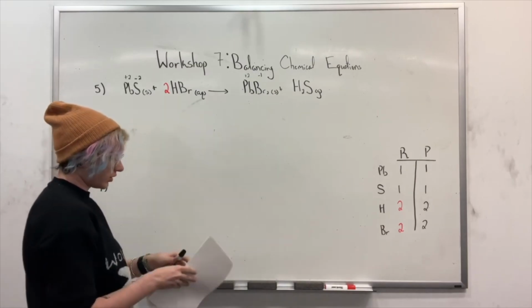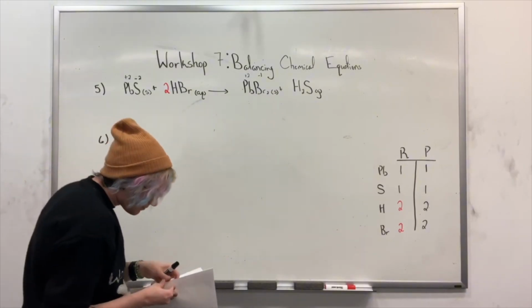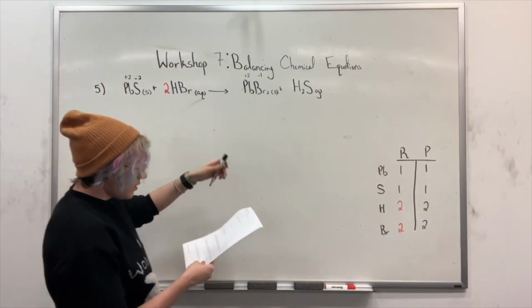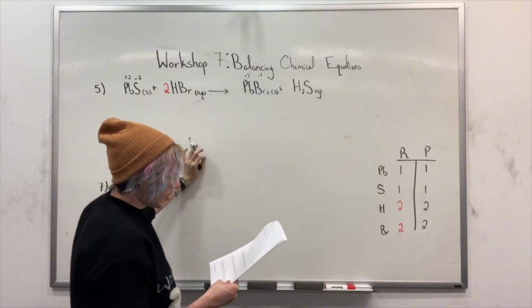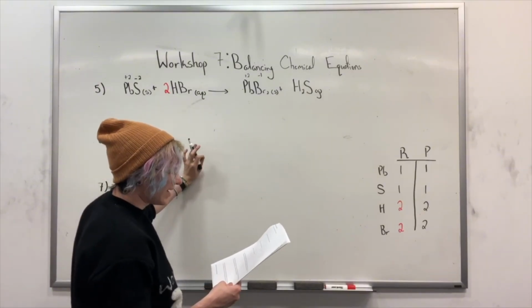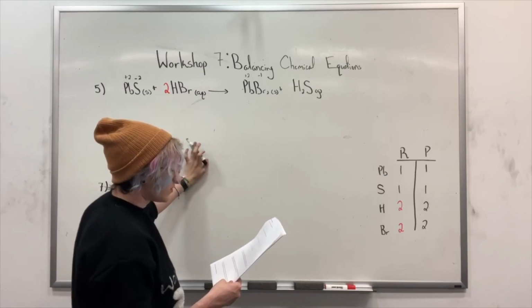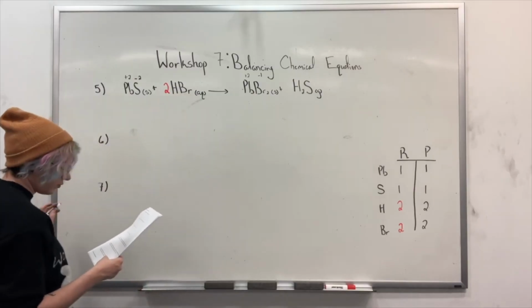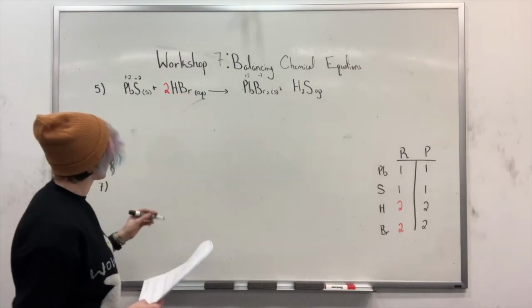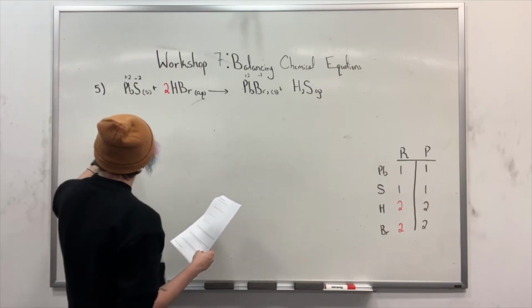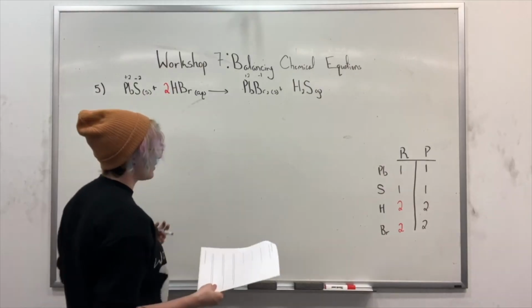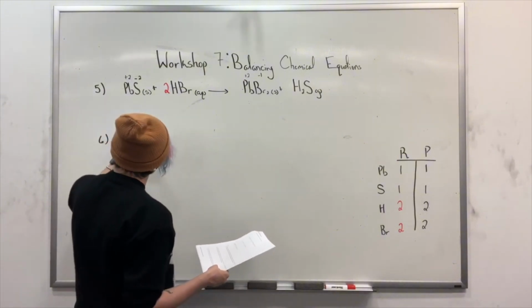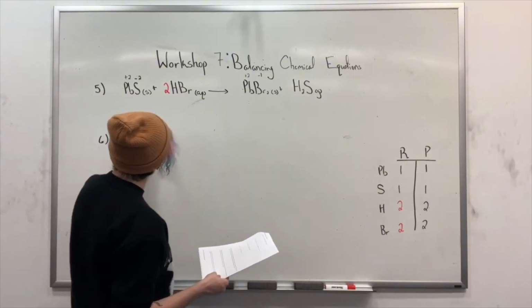Now on to question 6. So, balance the reaction that occurs when aqueous hydrochloric acid reacts with solid manganese oxide, manganese 4 oxide, to form aqueous manganese 2 chloride, liquid water, and chlorine gas. So, reactants first. Aqueous hydrochloric acid. Hydro tells us it starts with hydrogen. It's a binary acid. Hydrochloric, which would be chlorine. So HCl, aq.